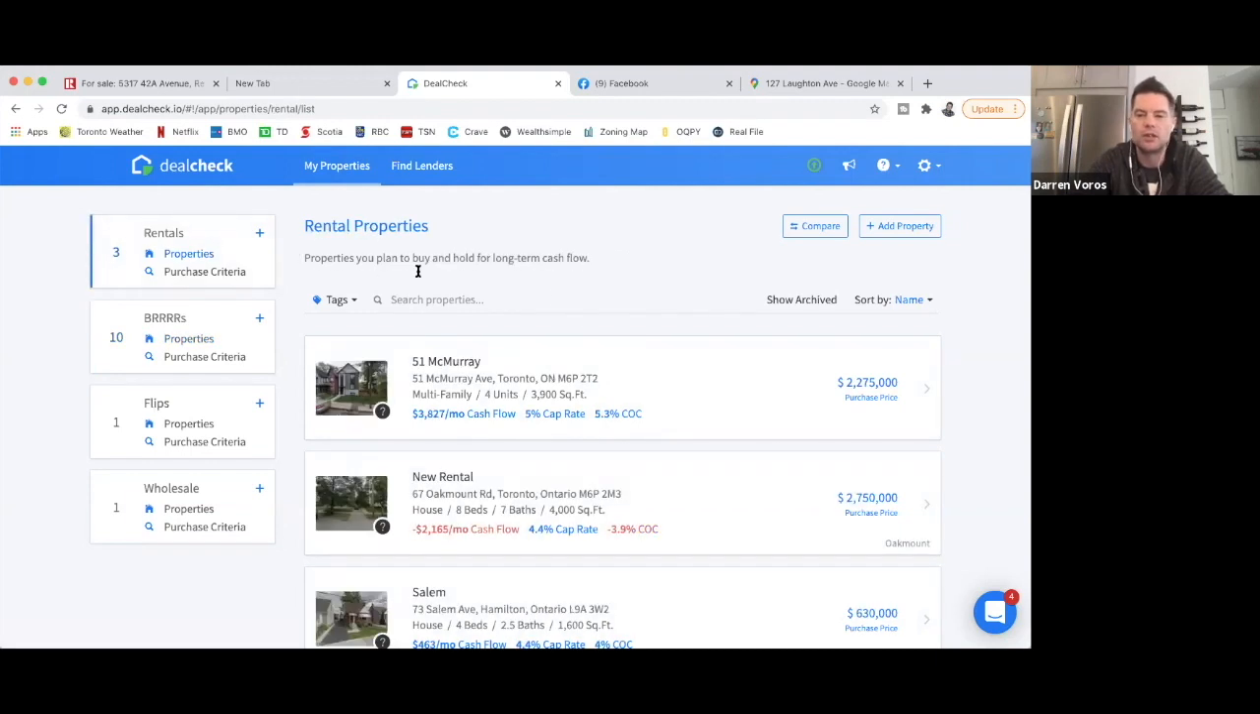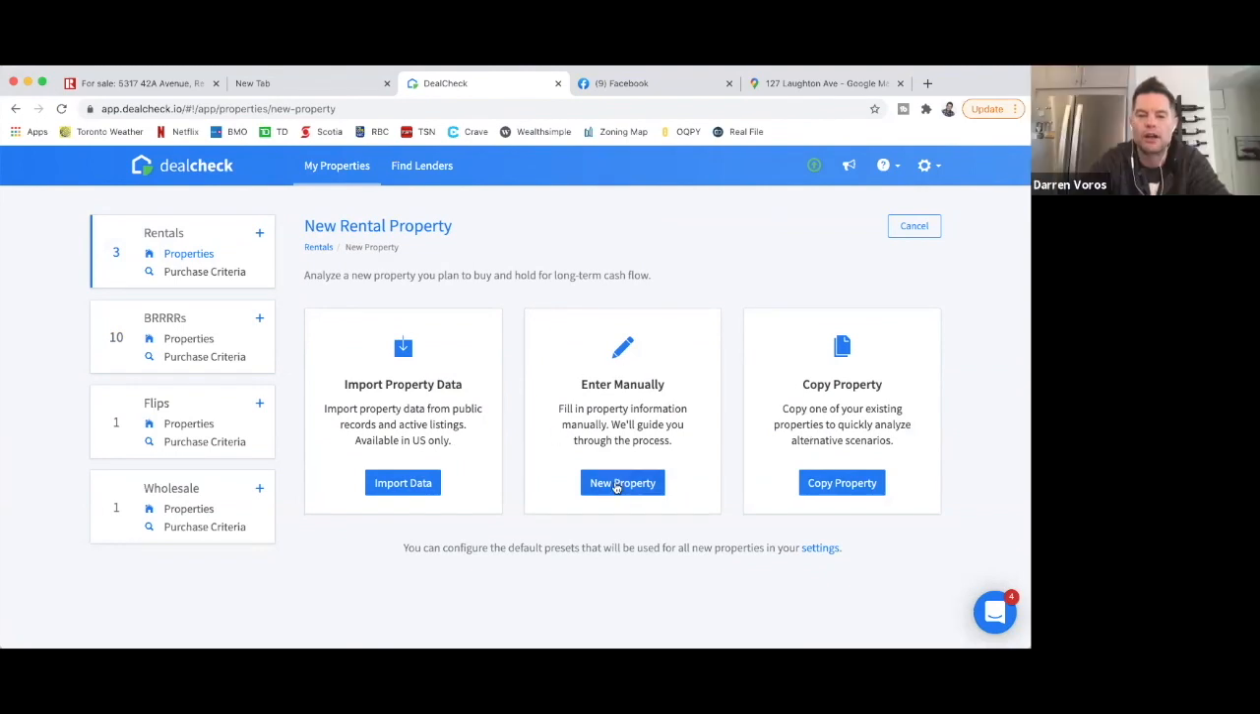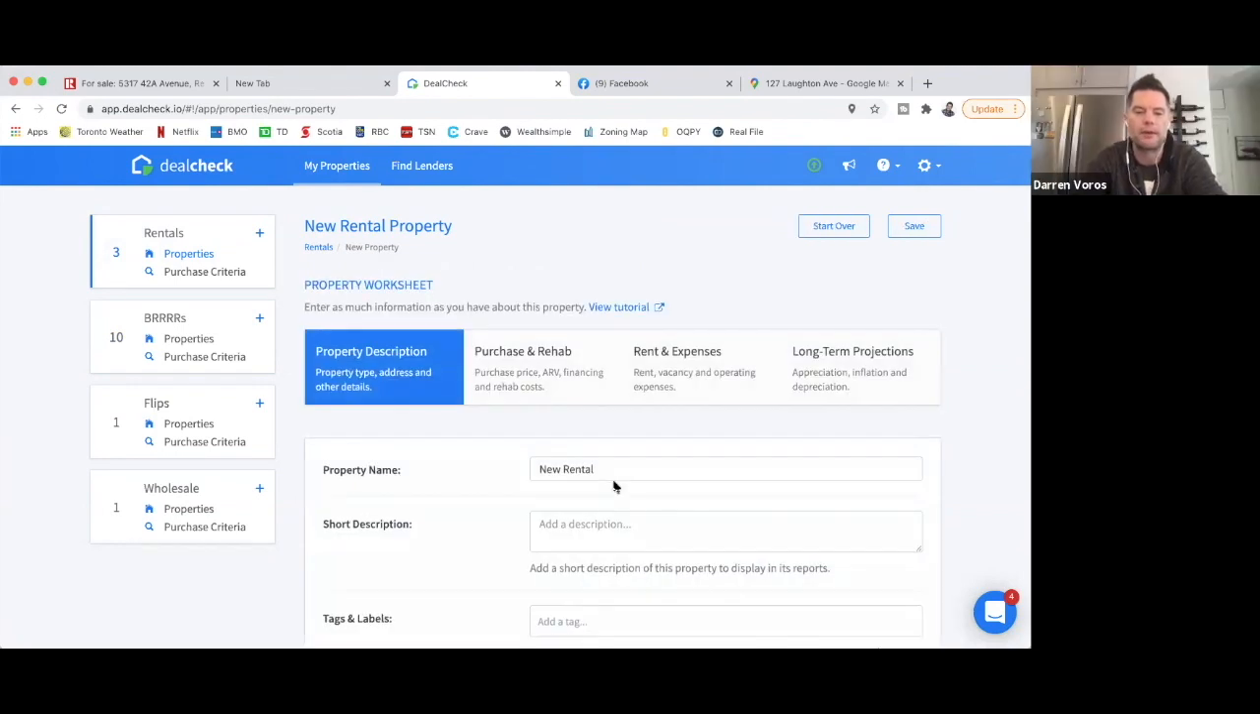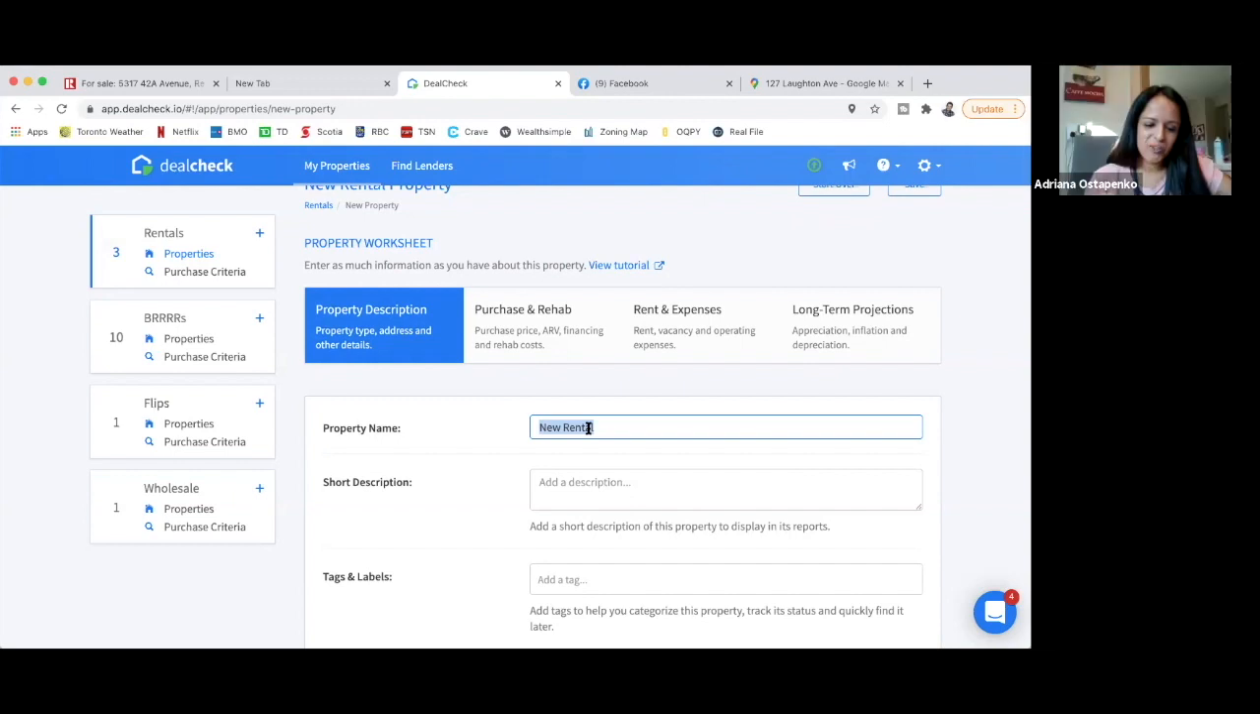So I'm going to go into DealCheck. I'm going to add a property up here. So I've got three options here. We're going to run a new property manually. Okay. So for the property, we're going to just come up with a name for it. So what do you want to call this property? Queen Street. Okay.